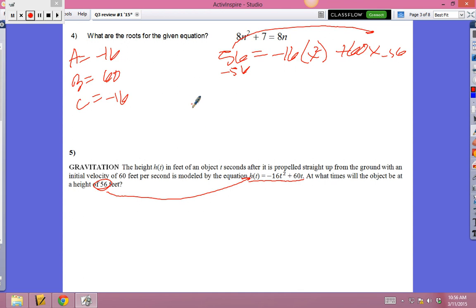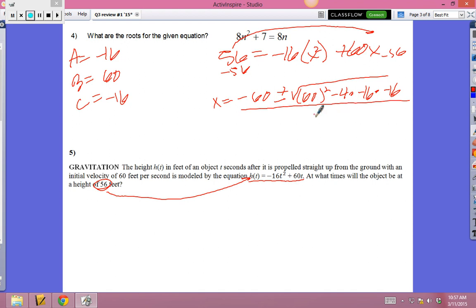So now plug them into the quadratic formula. x equals negative B plus or minus the square root of B squared minus 4 times A times C, and that's all over 2A, 2 times negative 16.